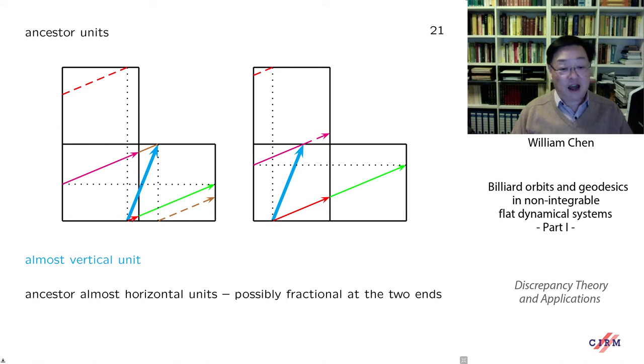In the picture on the left, it's quite clear that we have got a little bit of this red one, and then a whole unit of the green one, and then a whole unit of the purple one, and then a little bit of the brown one. In the picture on the right, we only have three of them. And they could be fractional at the two ends, right? These ancestor units, all these different multicolored ones, are the ancestor units.